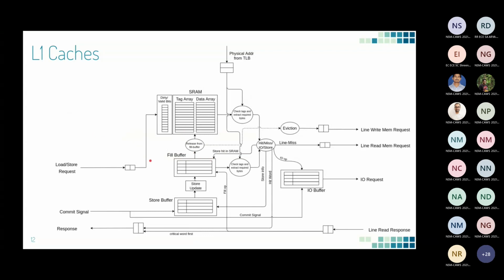Now you can be a little more opportunistic, and instead of waiting for the fill buffer to become full, whenever the core is idle, in the sense that the core is not providing a load store request, let's say the core is doing some multiplication operation, I will use those cycles to release entries from the fill buffer into the RAMs.